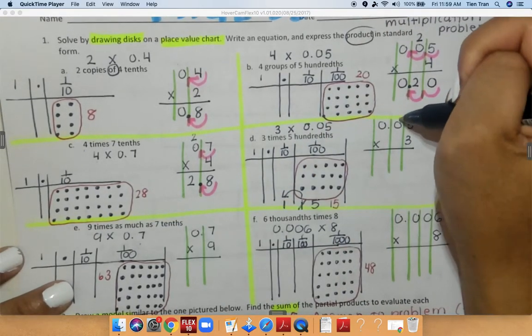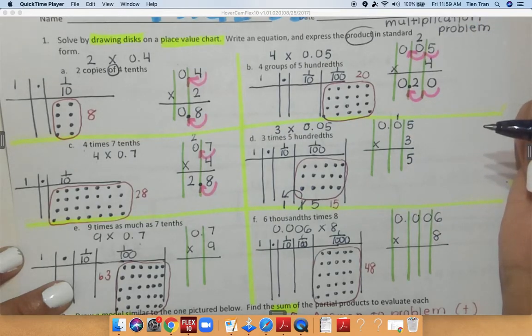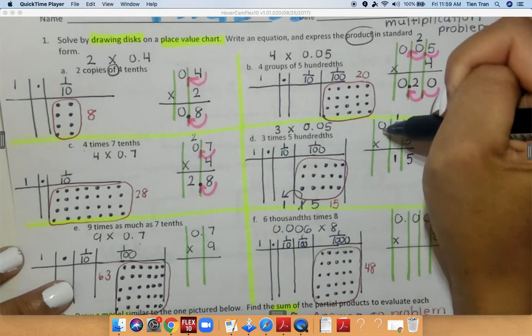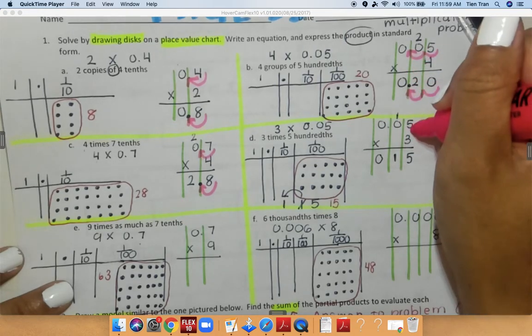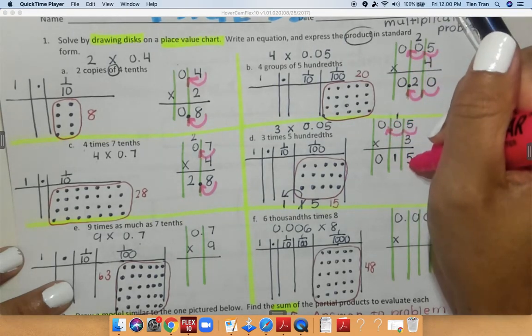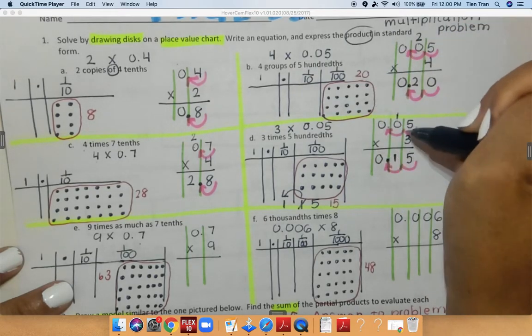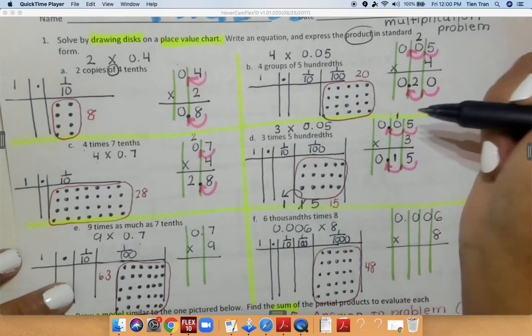So 5 times 3 is equal to 15. 3 times 0 is equal to 0. 0 plus 1 is equal to 1. 3 times 0 again is equal to 0. I'm going to move my decimal over 2 times, because what I do to my problem up here, I'm going to do to my answer as well. So I brought down the decimal.